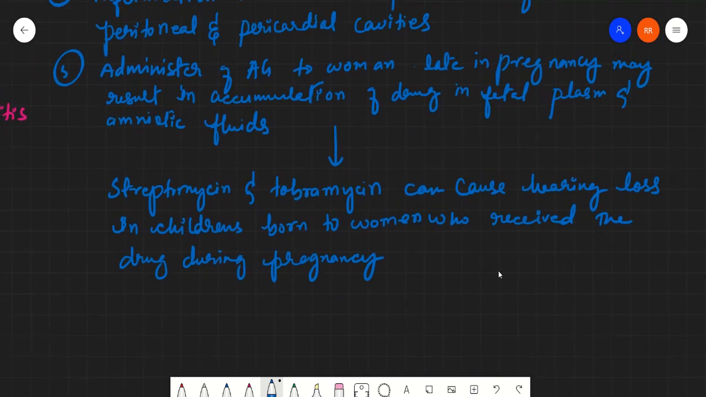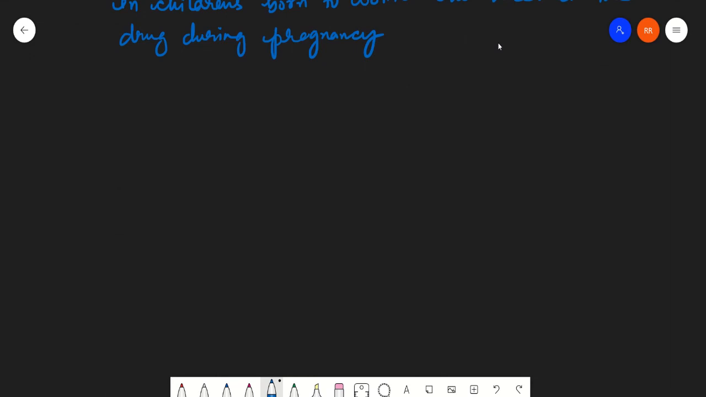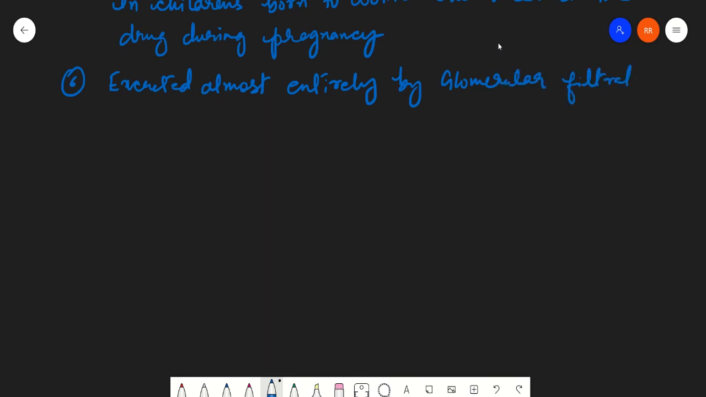So next, aminoglycosides are excreted almost entirely by glomerular filtration, and they will achieve a urine concentration of around 50 to 200 microgram per ml.